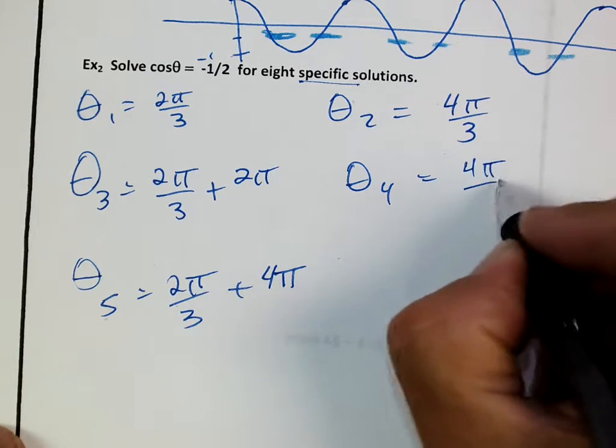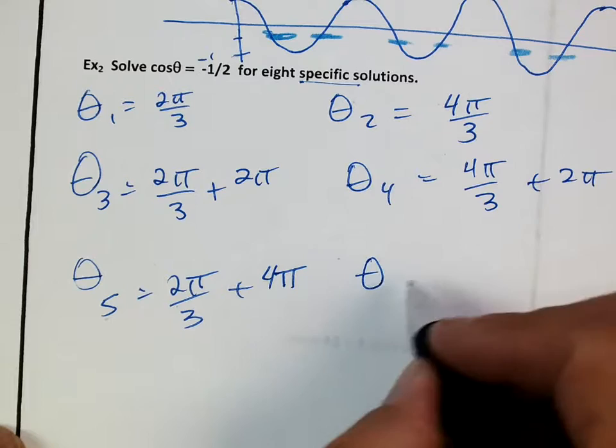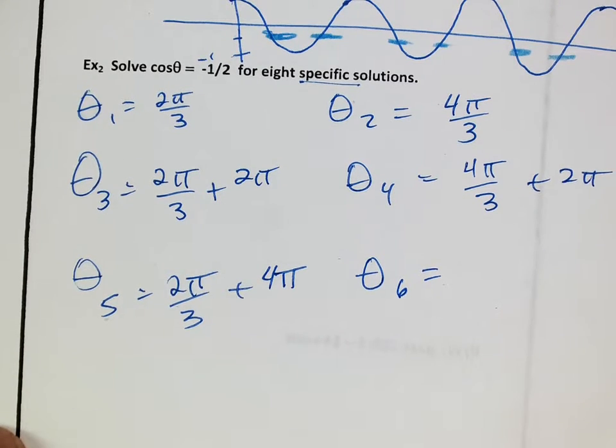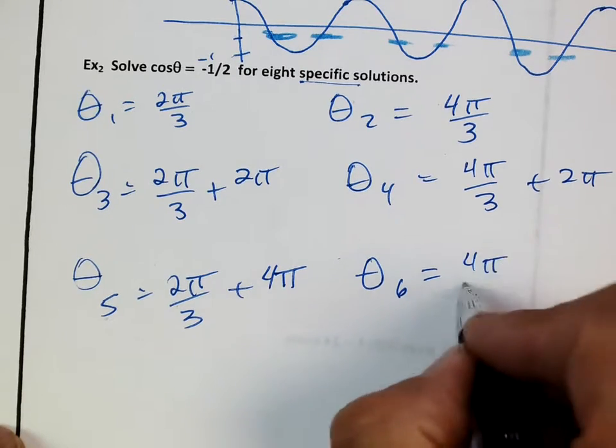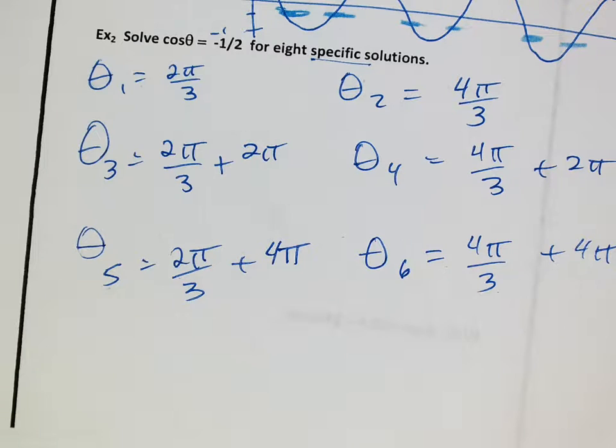4 pi thirds plus 2 pi. Agree. So then theta 6 would be, yeah, 4 pi thirds plus 4 pi. I need 8 though, so I need 2 more, right? Do you see what I'm doing? We're just moving along. 2 pi and then another 2 pi and then another 2 pi, right?